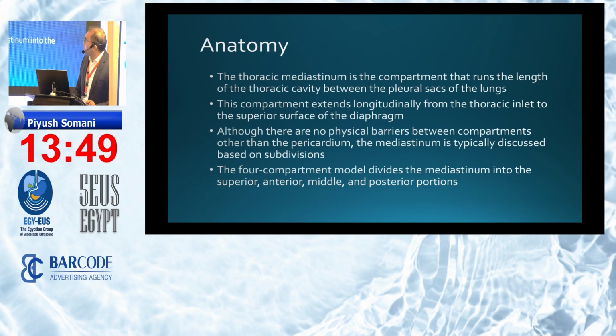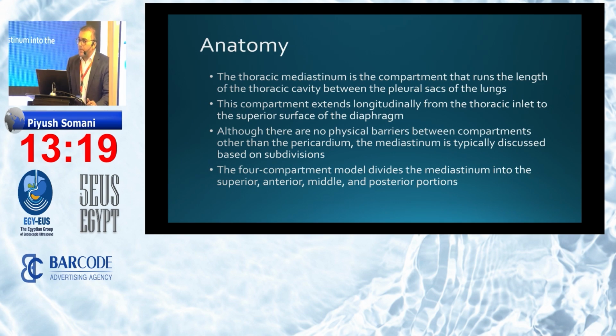First and foremost, before we go into the role of EUS in the mediastinum and lung masses, we need to understand the anatomy of the mediastinum. The thoracic mediastinum is the compartment that runs the length of the thoracic cavity between the pleural sacs of the lung. It is divided into two parts, the superior mediastinum and the inferior mediastinum. The most important part here is the thoracic inlet, which decides superior versus inferior mediastinum.